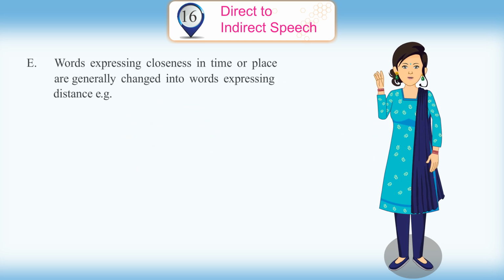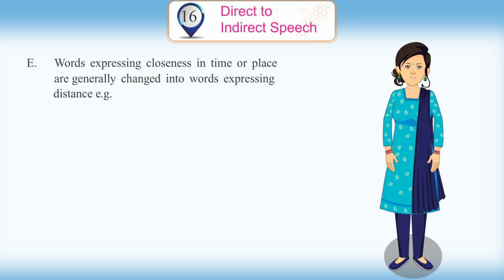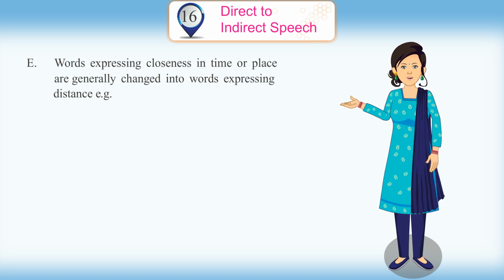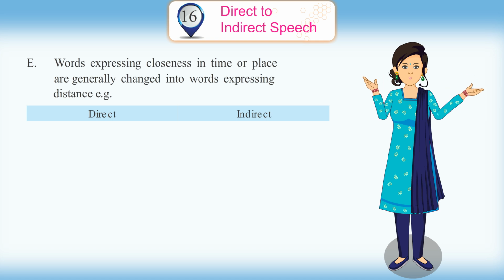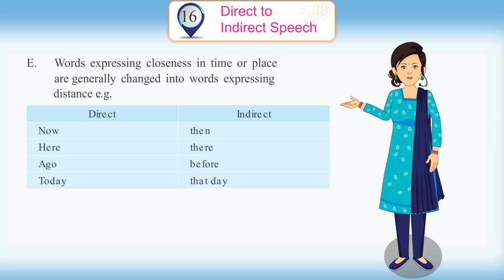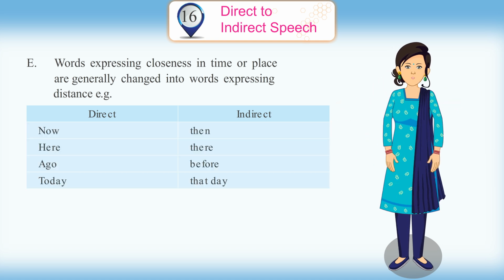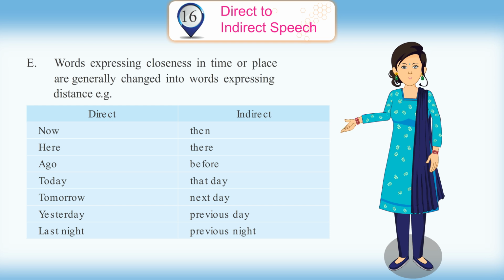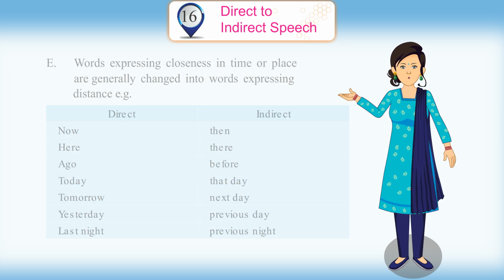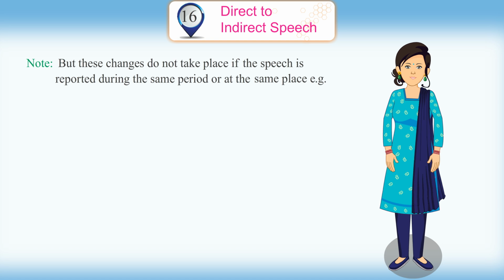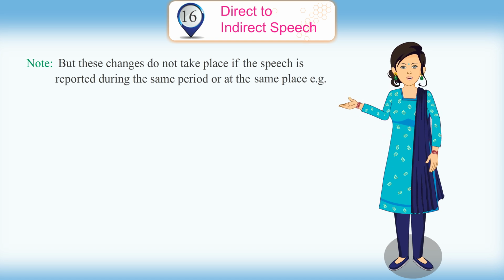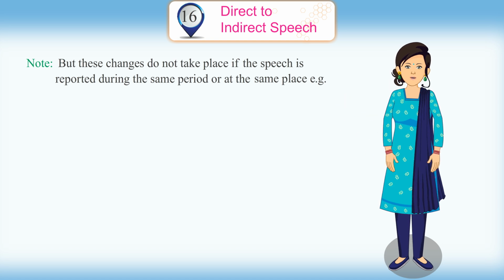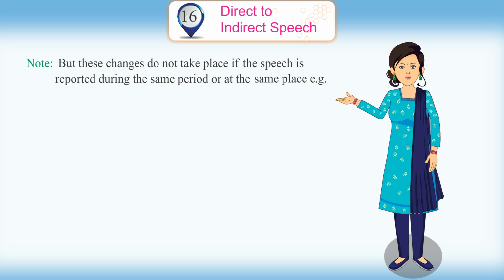Words expressing closeness in time or place are generally changed into words expressing distance. For example, direct, indirect. Now, then. Here, there. Ago, before. Today, that day. Tomorrow, next day. Yesterday, previous day. Last night, previous night. Note, but these changes do not take place if the speech is reported during the same period or at the same place.